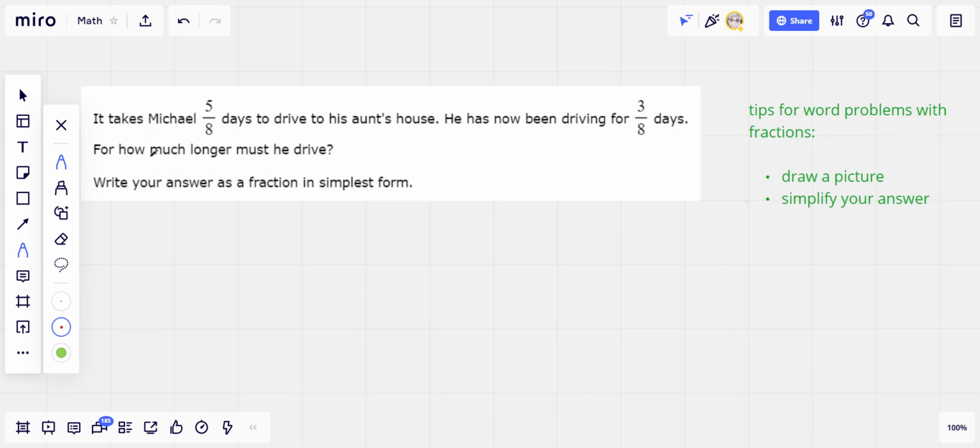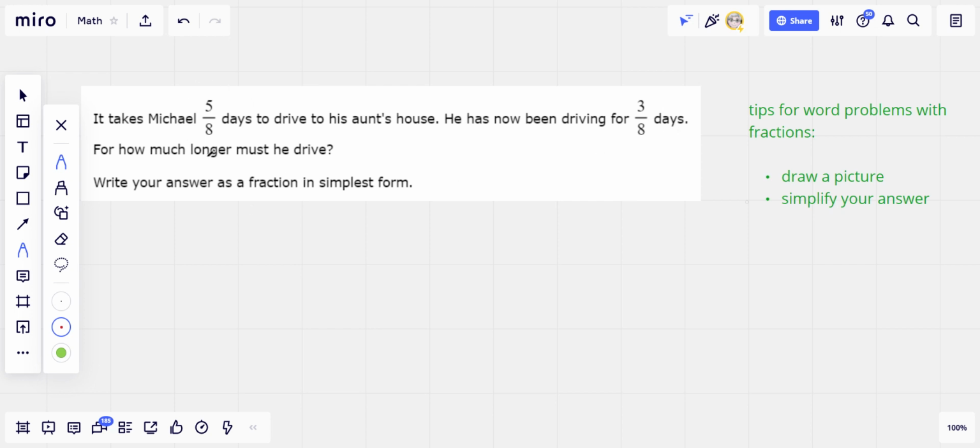This word problem says it takes Michael 5/8 days. Okay, so less than 1 day, so some part of a day to drive to his aunt's house. Oh, that's actually a long day. This is more than half a day to drive to his aunt's house. Okay. He has now been driving for 3/8 days. For how much longer must he drive?